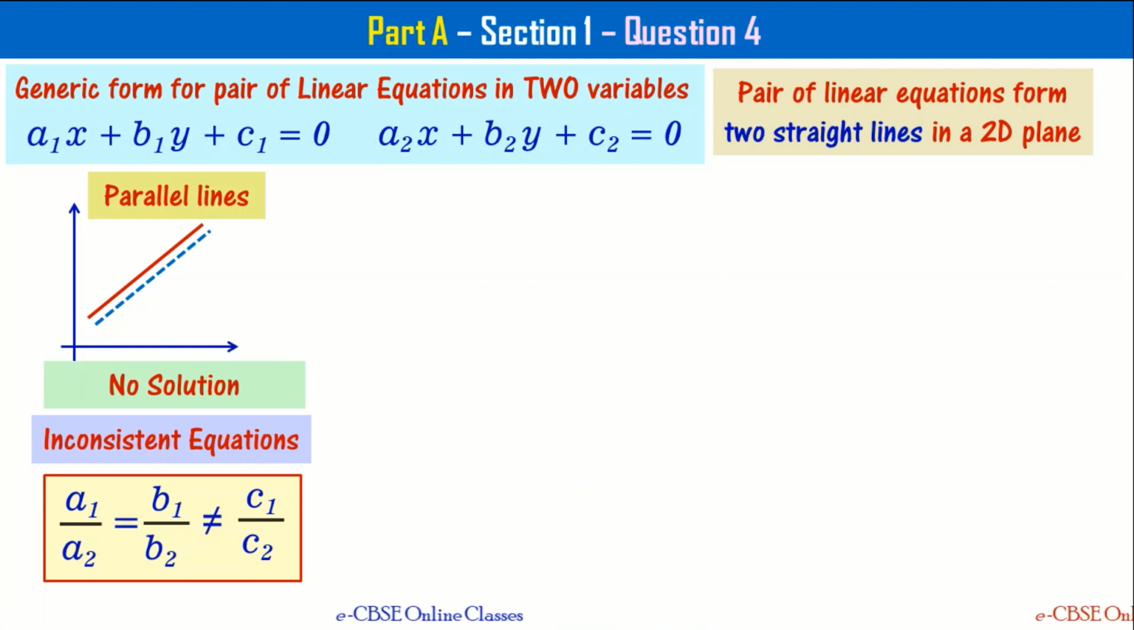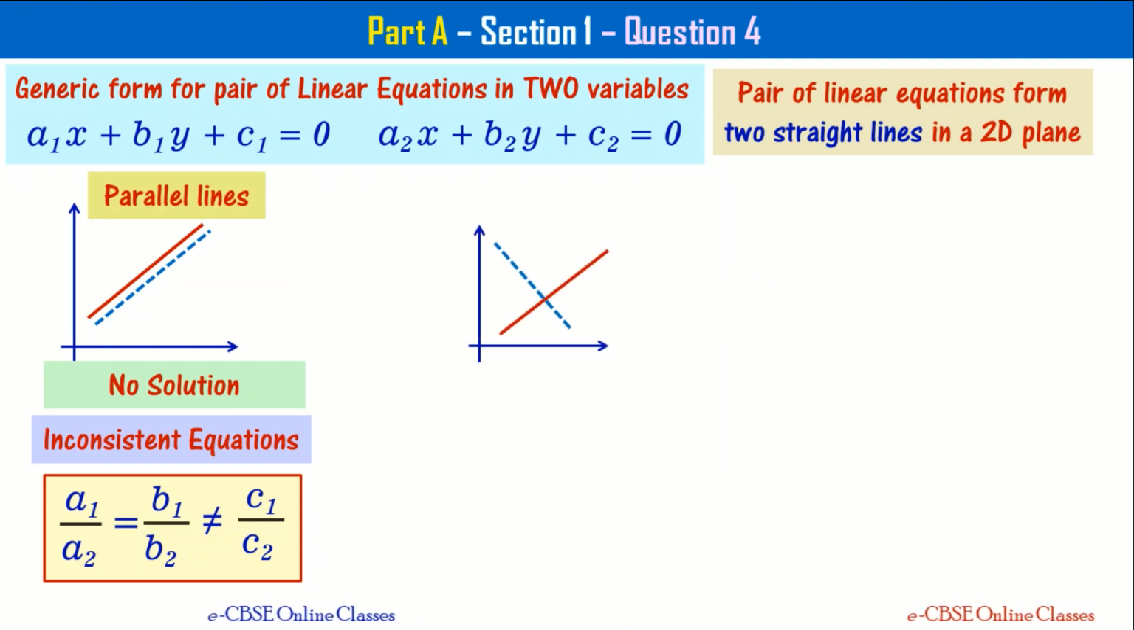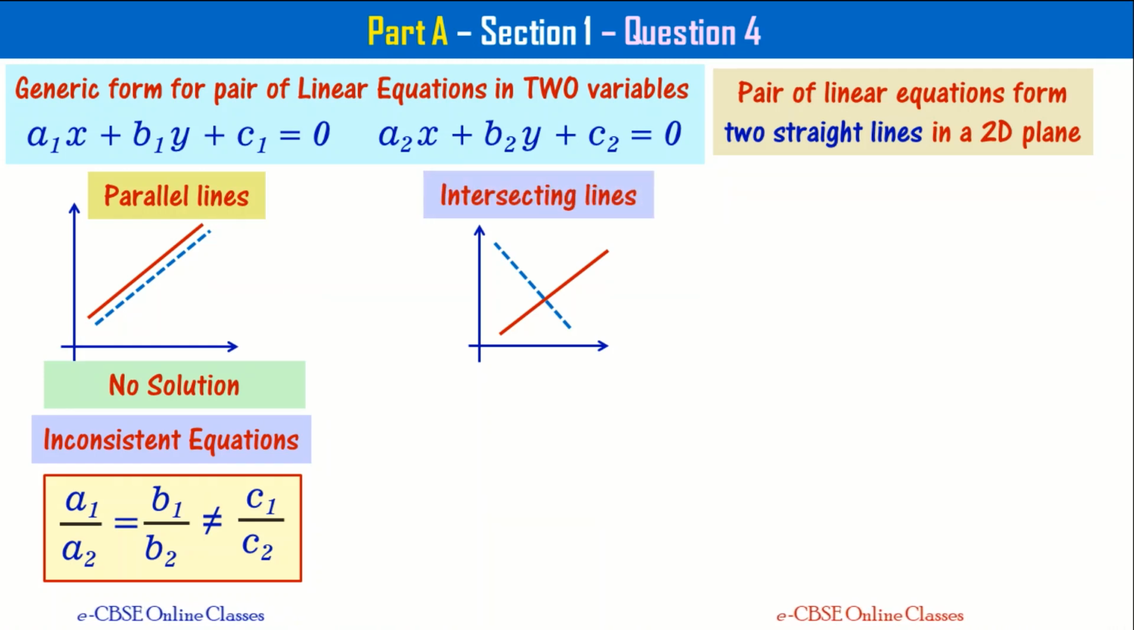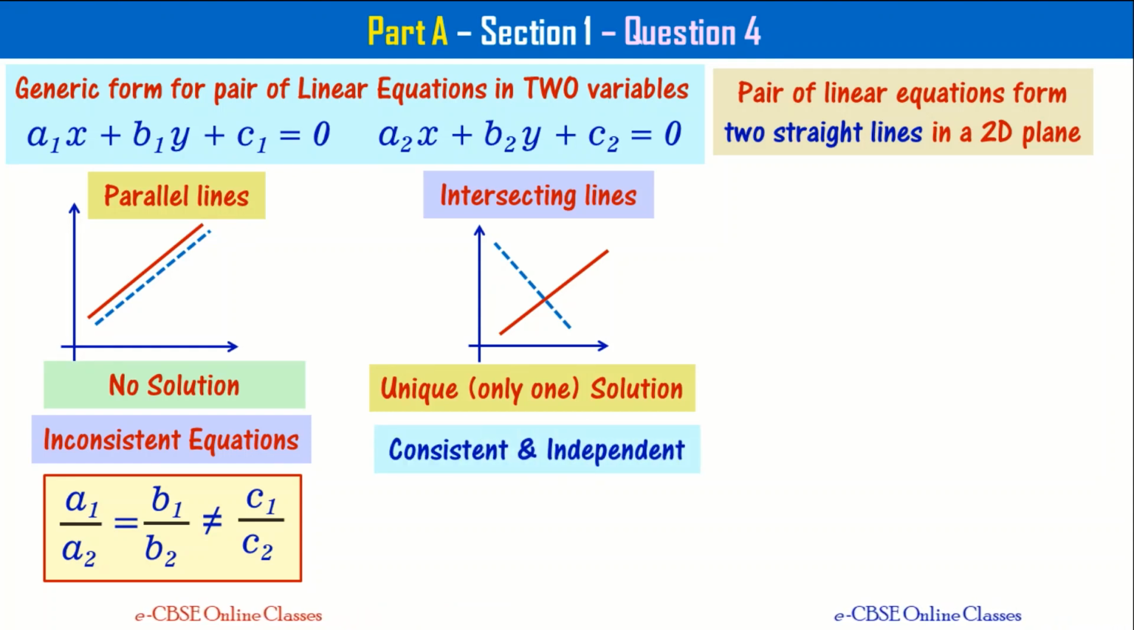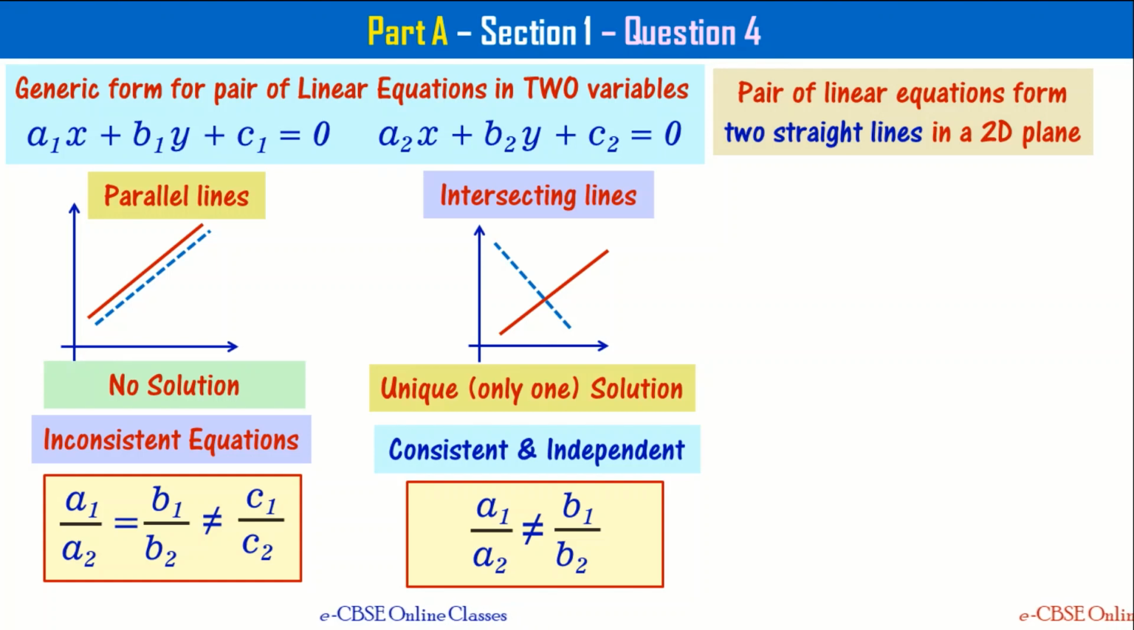The pair of linear equations in some cases can be intersecting. The lines drawn for a pair of linear equations can be intersecting as shown here. In such a case, you have a unique solution for the corresponding equations, and the equations are said to be a consistent and independent set of linear equations. And if you write the ratio of coefficients, they relate as a1 by a2 is not equal to b1 by b2, and we don't bother about the ratio of coefficients c1 and c2.